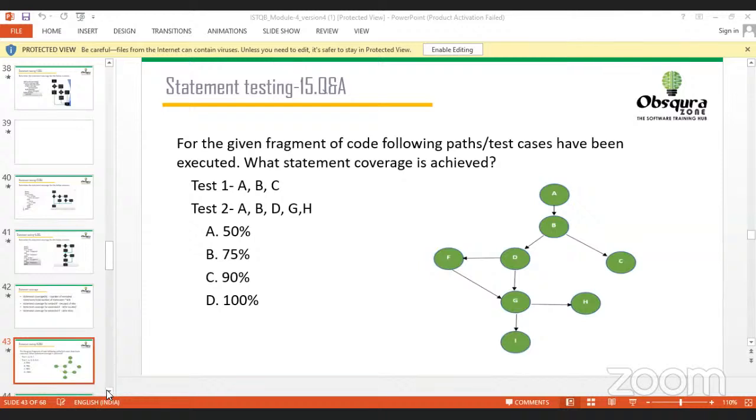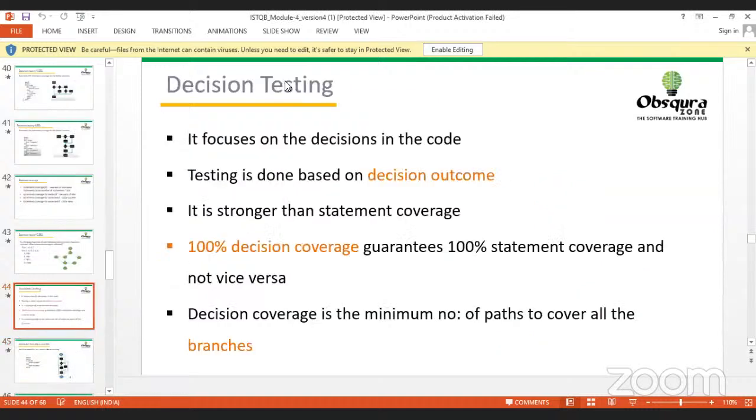Now moving on to the next question. Sorry, not yes. Now decision testing. So now we are talking about the decision testing. So statement coverage is done.